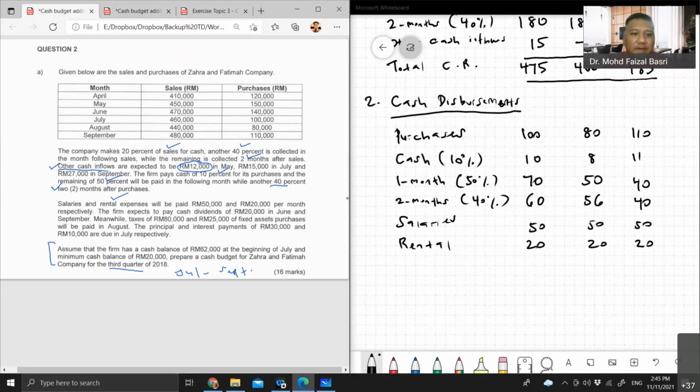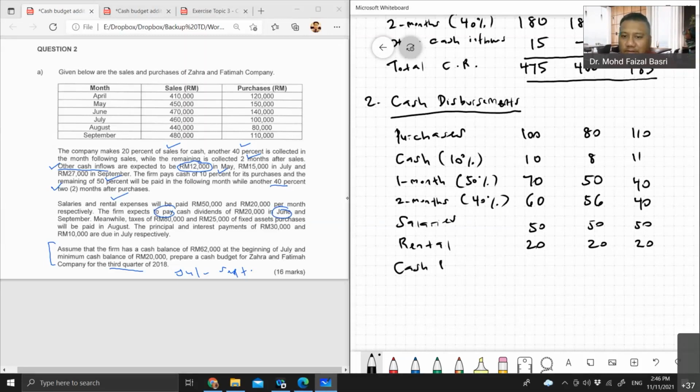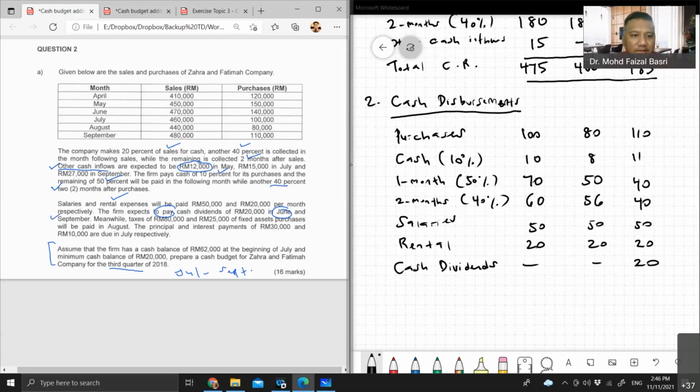The firm expects to pay, again, the keyword is to pay, a cash dividend of 20,000 in June. Remember, June is not part of our coverage. So therefore, this June will be ignored, but there's another 20,000 in September. Therefore, we'll put cash dividend here. How much? 20,000 in September. So I'm going to pay 20,000 in September. Okay, so that's done for cash dividends.